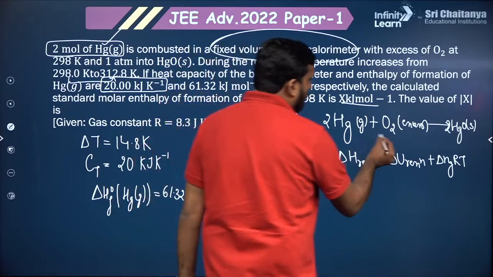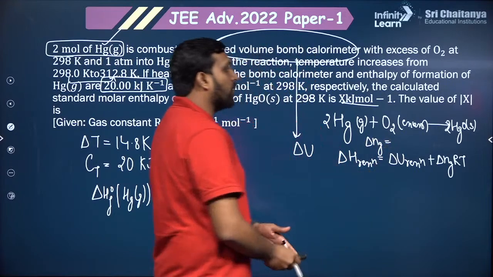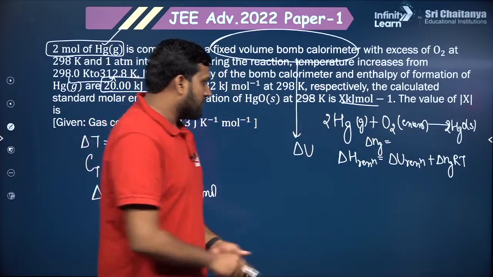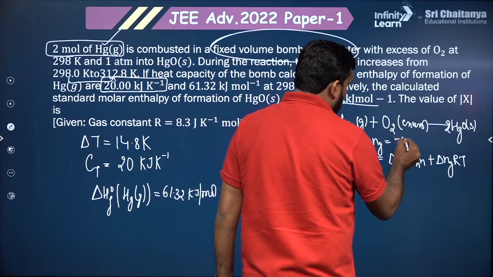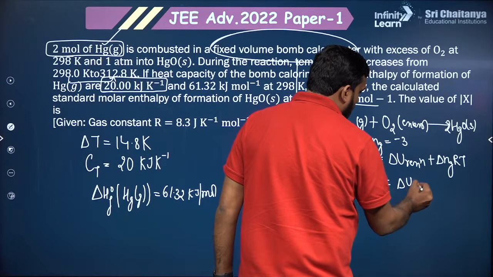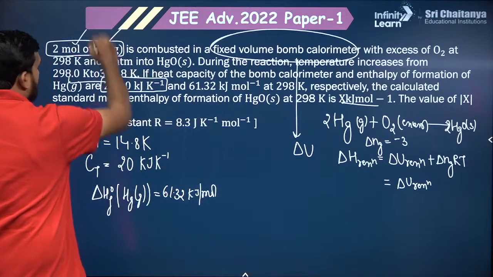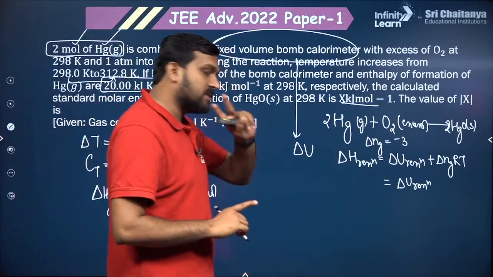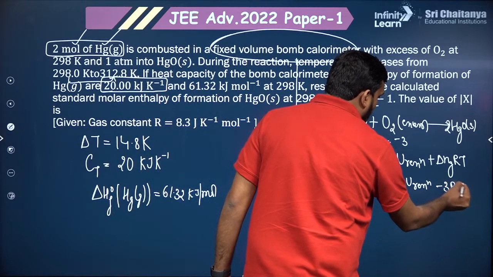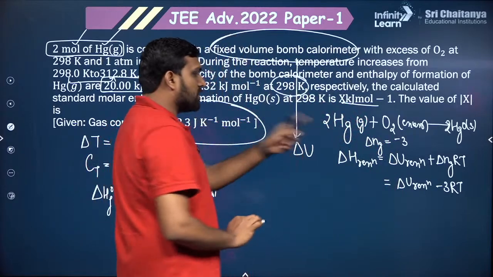Now if you go for delta ng in this reaction, the delta ng is nothing but the stoichiometric difference of gaseous product moles minus the reactant. So if you go for this, it will be minus 3 here. Just substitute it here, so it will be equal to delta U of the reaction, and remember whatever you are doing is for 2 mole of mercury. It is not for the single mole, it's for the 2 moles. So here it will be minus 3 RT. Now the value of R is given in the question itself, and the T is also given to you. You have to just substitute it here.